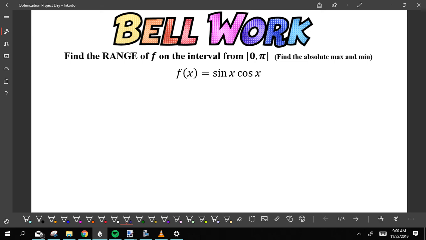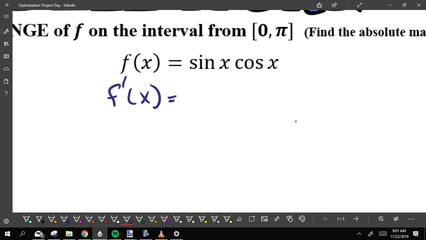Cool. There's my function. What do I need to do with that function to find the absolute maximum and minimum? Take the derivative, and so we are going to find f prime of x. I'm taking the derivative of sine x times cosine x. Which derivative rule do we possibly need here? Product rule. So we're doing first times the derivative of the second.